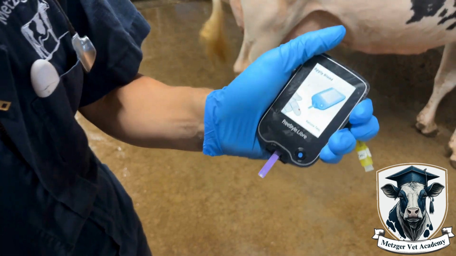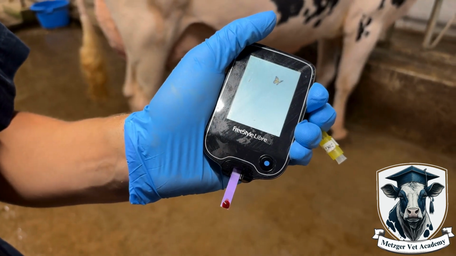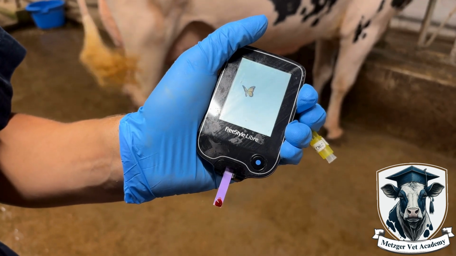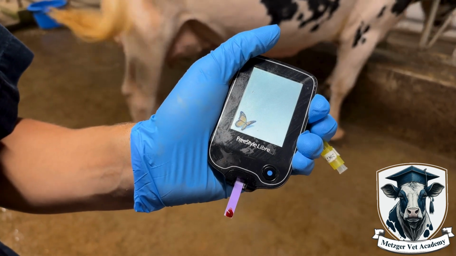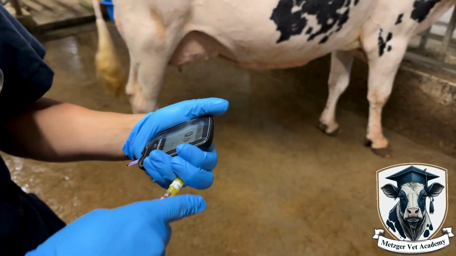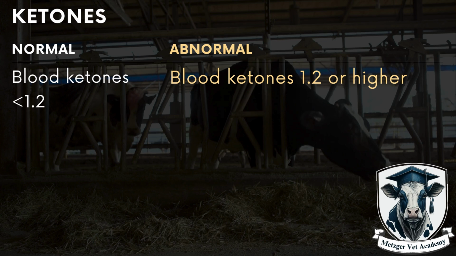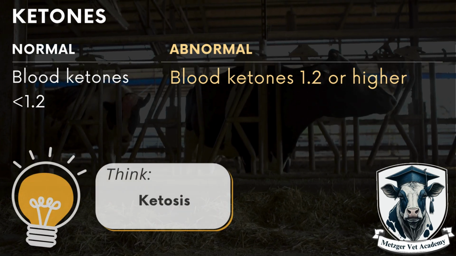We use the Freestyle Libre machine and Precision Xtra test strips to test for ketosis. The black and white end of the strip goes into the machine, and when it prompts you, apply the blood to the end. Once you put that drop on the end of the strip, the machine will read the ketone level for you. A reading of 1.2 or higher indicates that the cow is ketotic.